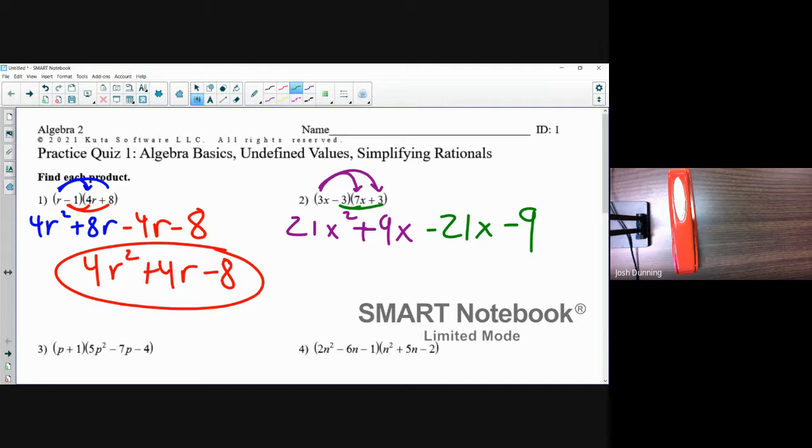Then in the middle, 9 minus 21 will be minus 12x. So those were binomial times binomial.